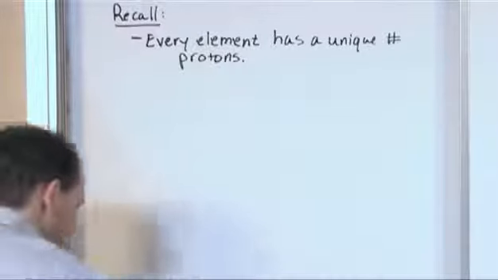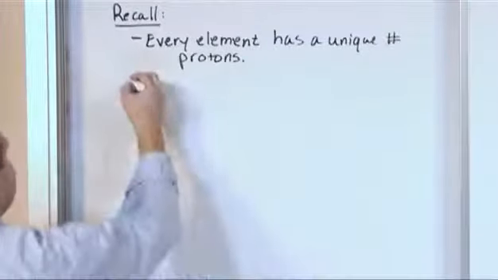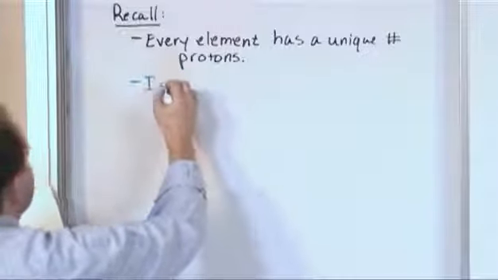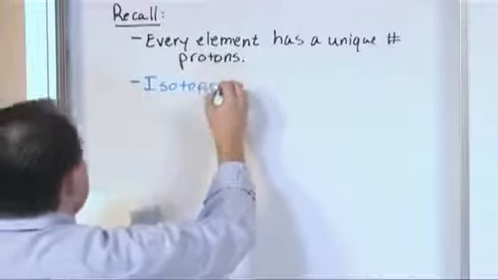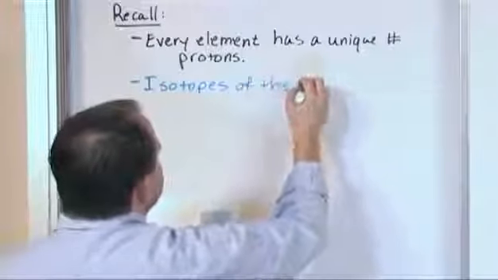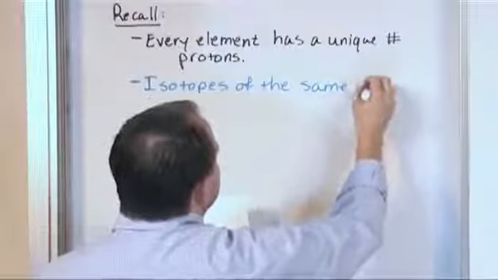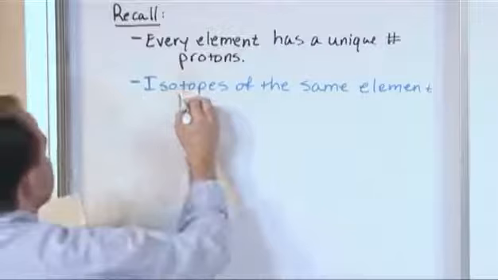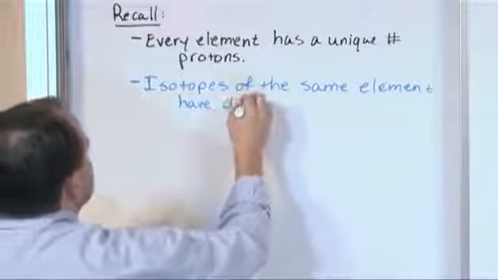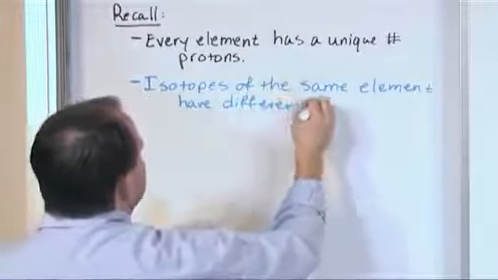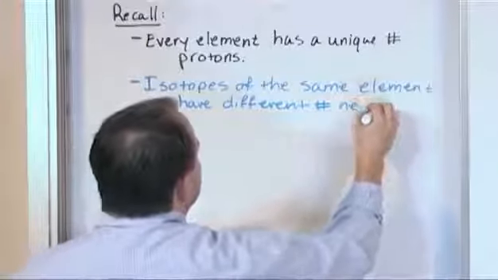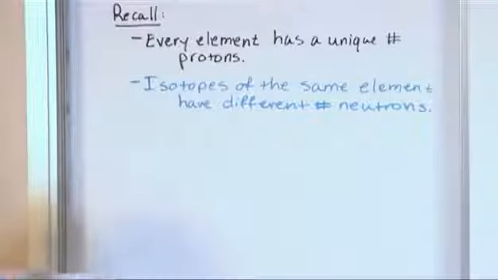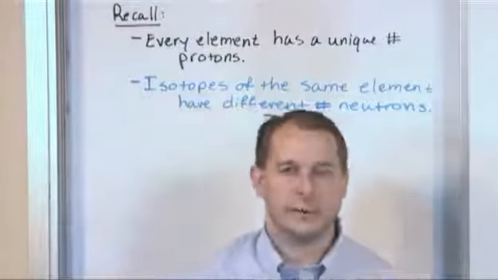Second thing, let me go ahead and switch colors here really quickly. The second thing that I want to recall, we'll talk about isotopes, since we've already discussed that recently. Isotopes of the same element have different number of neutrons. All right, this should not be a surprise. This is the definition, this should not be surprising. This is the actual definition of what an isotope is.